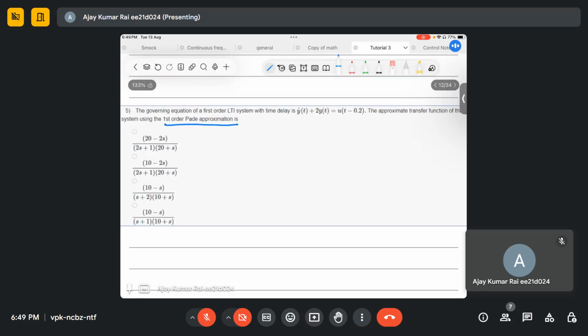Okay, so it is like e to the power minus Ts. What they are replacing it with is (2 minus s into Ts) over (2 plus s into Ts). Okay, that's what we'll do. We'll replace this delay term with this.